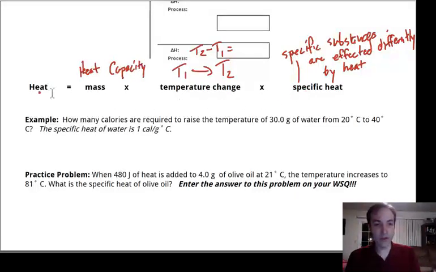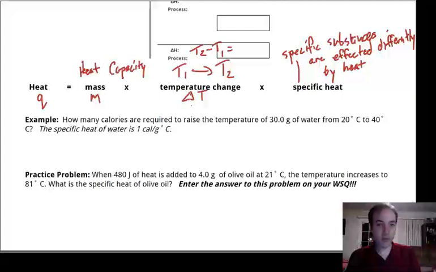Now, we talked about the symbols that we use for these different terms today in class. So heat we could call Q. Mass, I know we could come up with some symbol for heat capacity, but it really comes down to its mass. So we're going to use an M to represent mass. Temperature change, we're going to represent as delta T.